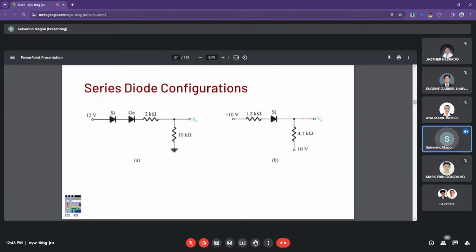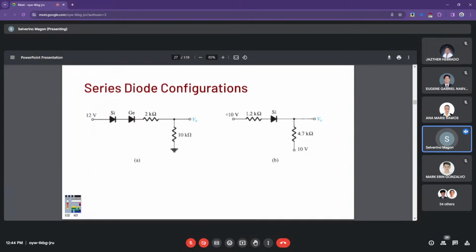All right. So for the series diode configurations, you have 0.7 for the silicon and 0.3 for the germanium. Let's see if I have the calculations for this one. I don't think so, no? But okay, so the resulting voltage supply is 12 volts minus 0.7 minus 0.3. So that will result to 11 volts.